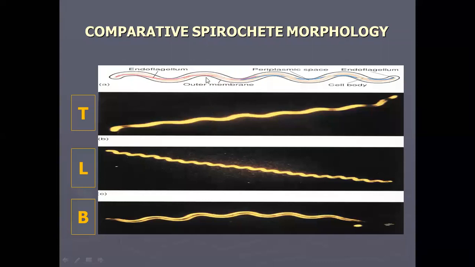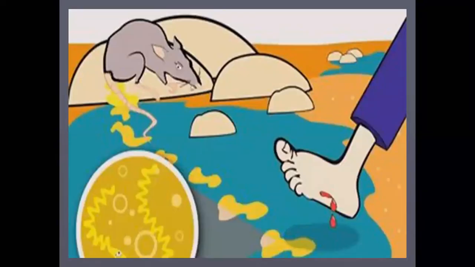They have the periplasmic space, they have the endoflagella, and they cannot be stained with the Gram stain procedure. So they are typically Gram negative, but we cannot see them under the microscope because of the small size. We will today take one of the very important organisms belonging to this genus, and we'll let you know that later on.